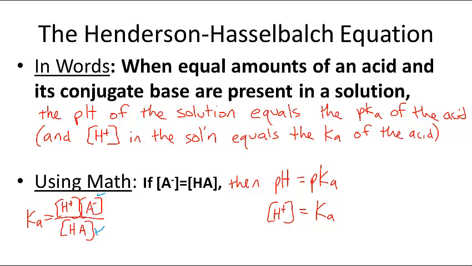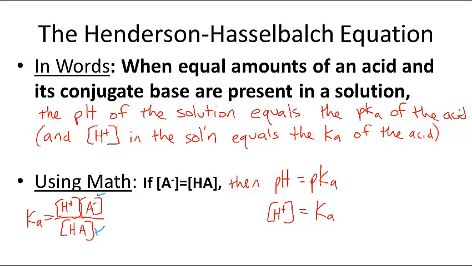So I'm belaboring this point because a lot of times it's just more convenient to use the logarithmic form of the equation, but it's not a different equation. So anything that we can do using the HH equation, we could also do using the Ka equation because they are the same equation.